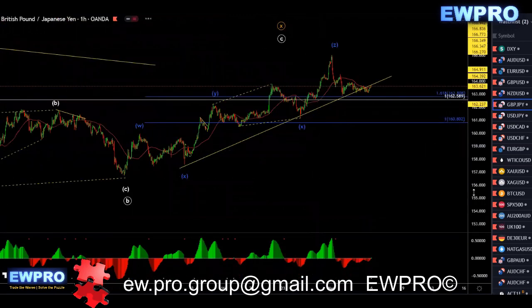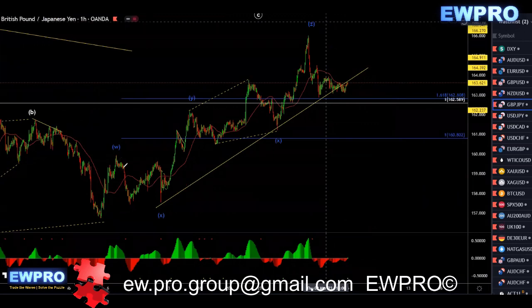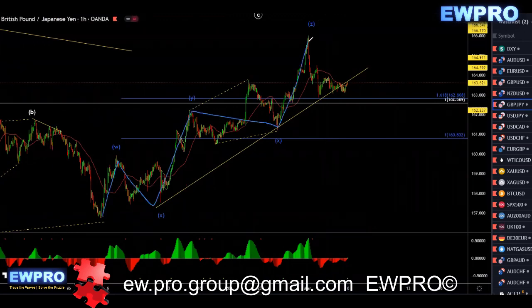So on the H1, we got the 5 up. We got WXY, X2. We got the Z up. I think we may have actually lost the bearish divergence. I'll just double check that.